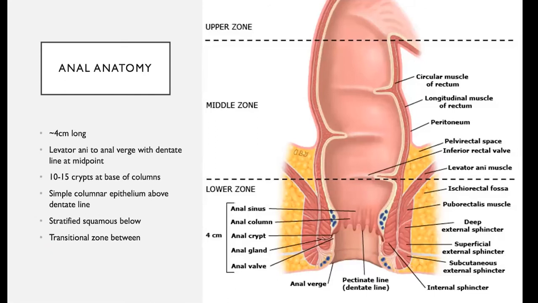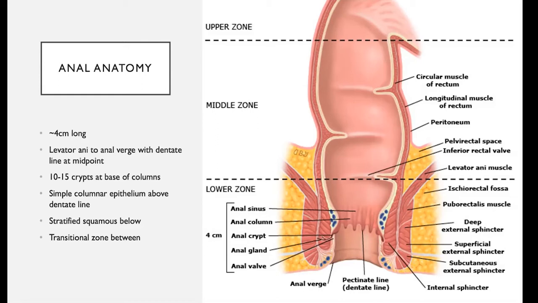Anal anatomy, the anal canal's about 4 centimeters long. It starts at the levator ani muscle, which is where the rectum ended, and ends at the anal verge, which is where the anal skin meets the perineal skin. And the dentate line's at the midpoint. The dentate line has about 10 to 15 crypts at the base of the anal columns, and these become important later when we talk about anorectal abscesses.